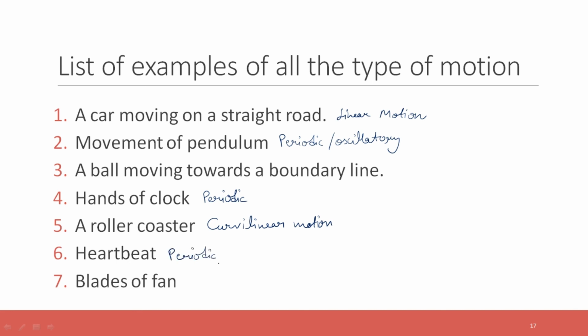because it repeats. Blades of a fan. Which type of motion is it? It is circular motion, because they rotate in a circular path. They move in a circular path.